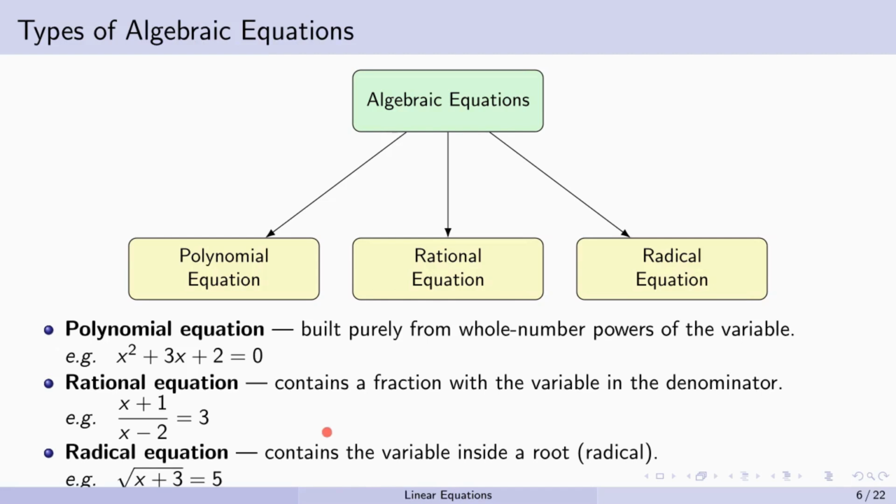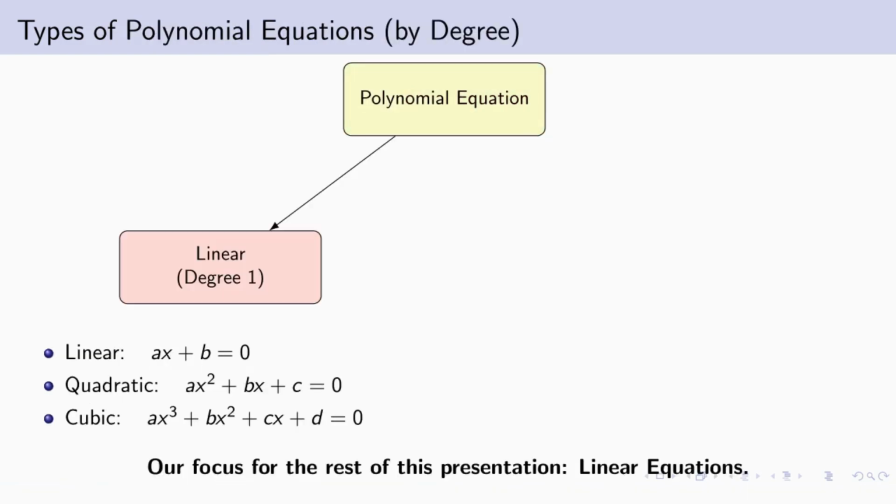We're going to zoom into that first branch, polynomial equations, because that's where linear equations live. Polynomial equations themselves are classified by something called their degree. So we will be talking about the types of polynomial equations considering the degree of that specific equation. Linear looks like ax plus b equals 0. So a linear equation is an equation in degree 1. This is how it looks like.